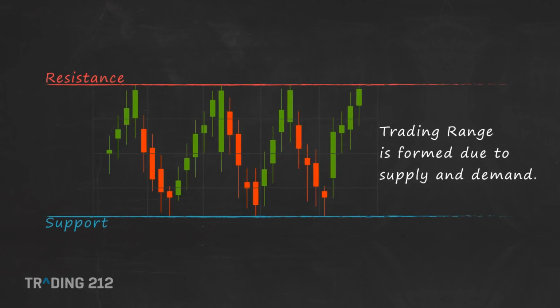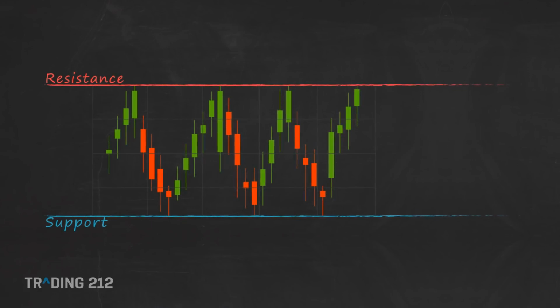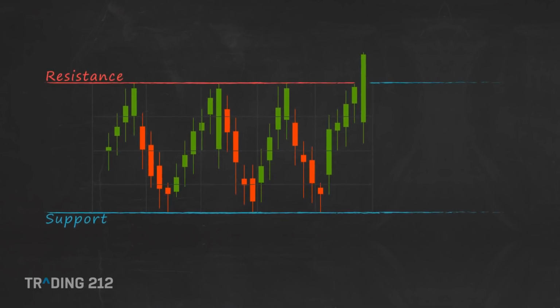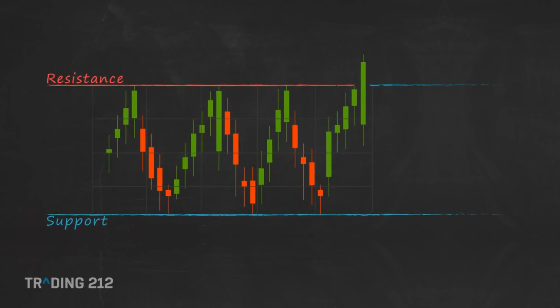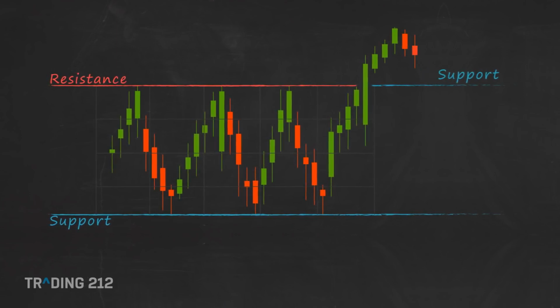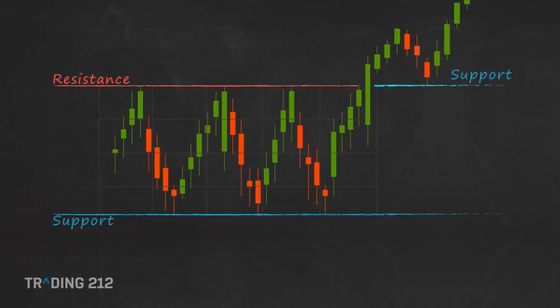When the price breaks out of the range, it signals a change in the supply and demand and the beginning of an upward or downward trend. Let's say the price breaks out above the resistance level. At this moment, the resistance line might become a new support level as the supply and demand has shifted, so most likely new levels of support and resistance will be established.